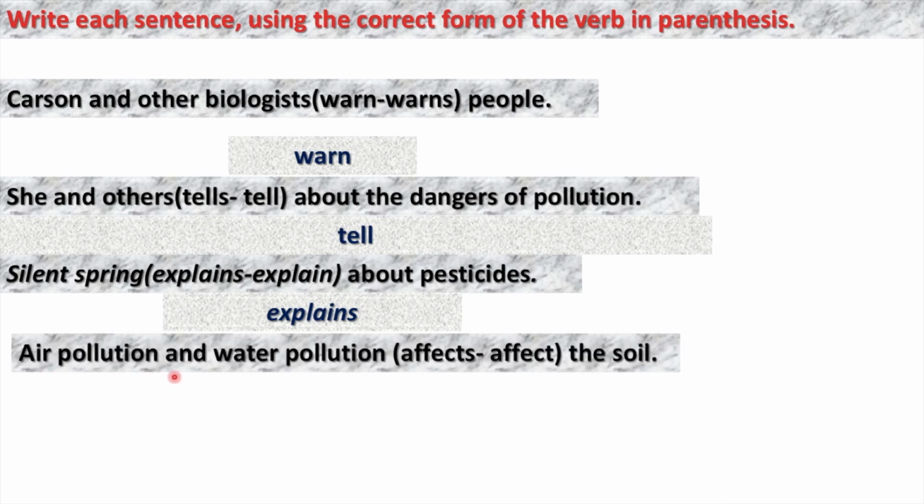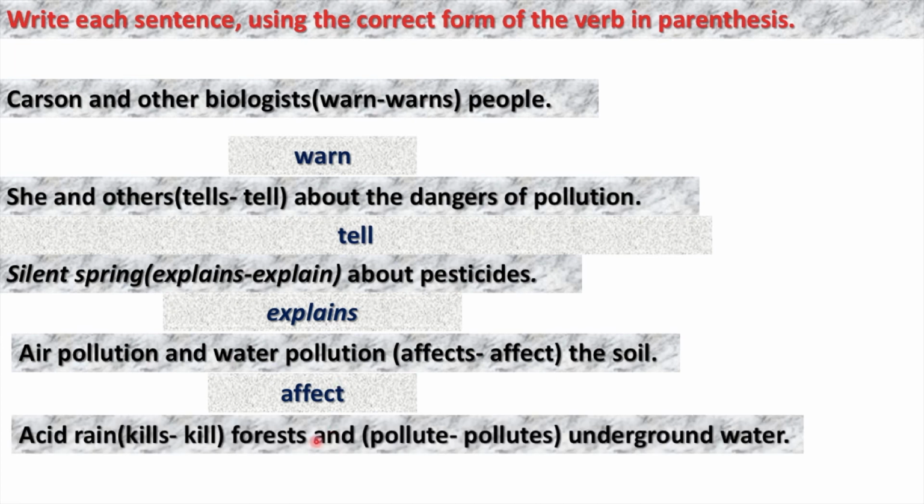4. Air pollution and water pollution affect the soil. Air pollution and water pollution. Plural. So it must take a plural verb. Affect. Finally, acid rain kills or kill forests and pollute or pollutes underground water. Acid rain, singular. So I use kills and pollutes.